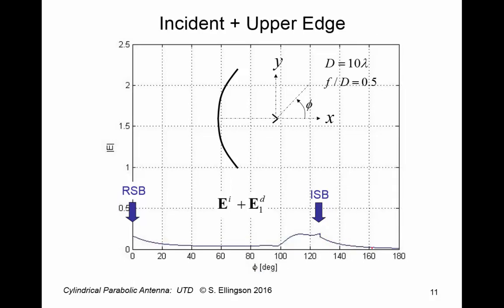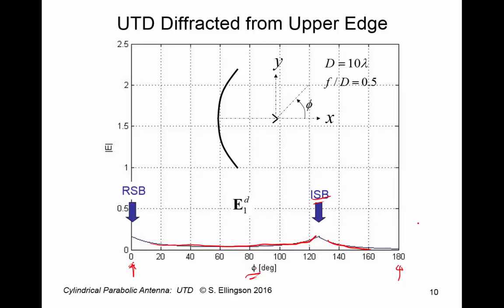Well, we have an incident field and we have a diffraction from the upper edge, and we can add those two things now. So if we go ahead and add those two things, this is what we get. It's a small evolution from what I showed in the previous slide.